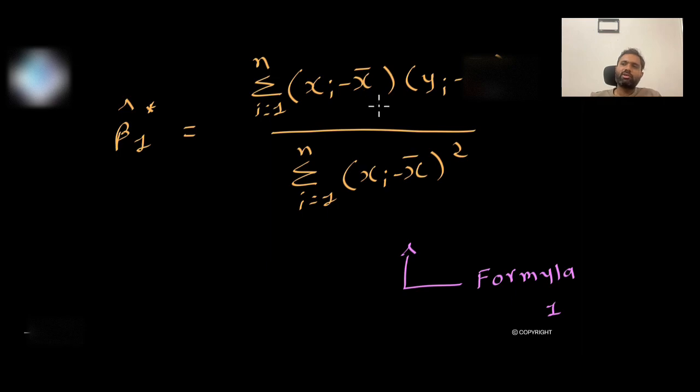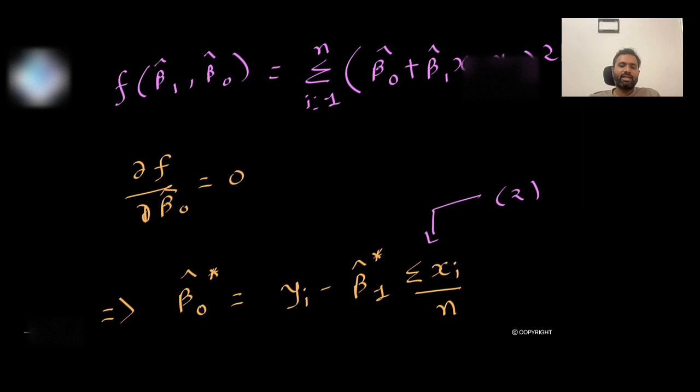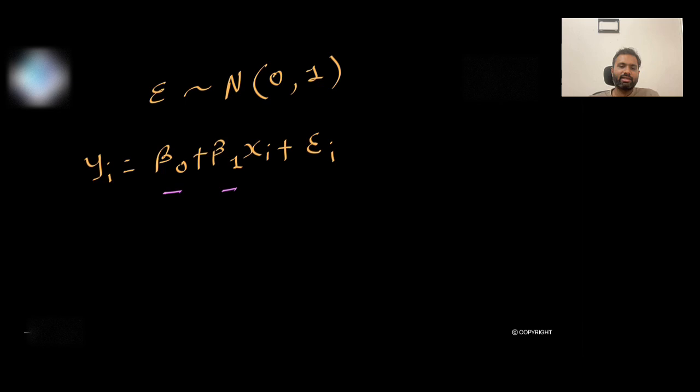This formula, if you want to remember, there is a trick to remember. The numerator is the sample covariance of x and y, and the denominator is the sample variance of x. That's how you can achieve beta 1 hat star. And once you find beta 1 hat star, you can find beta 0 hat star. Now you can obtain the optimum bias term and the corresponding slope of the line using this if you have this data. All the data has been given in the question.